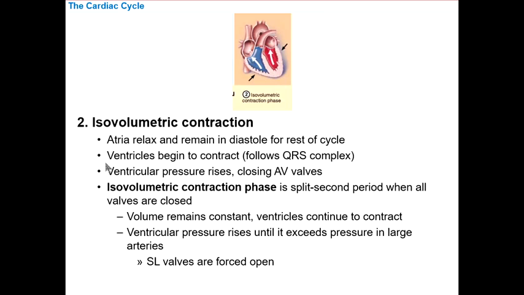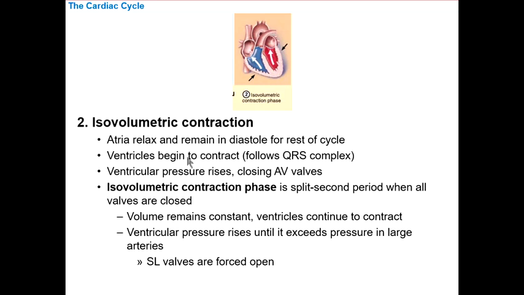Step number 2 is an extremely quick step as far as time goes. It's isovolumetric contraction. Iso means the same volume. So the ventricles begin to contract, but the volume of blood in the ventricles remains the same. So let's explain this. Well, the atria are relaxed, and they remain relaxed and in diastole for this whole cycle, so that's fine. The ventricles begin to contract. That's the QRS complex in our ECG.